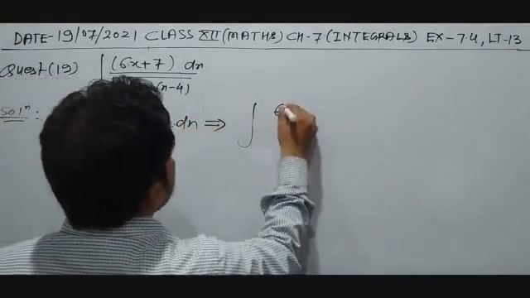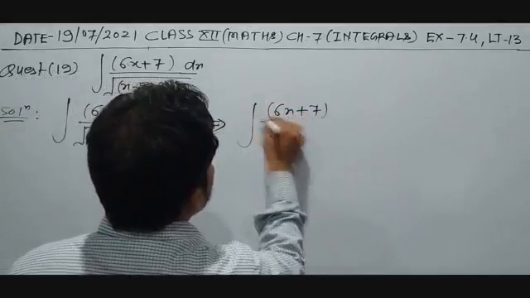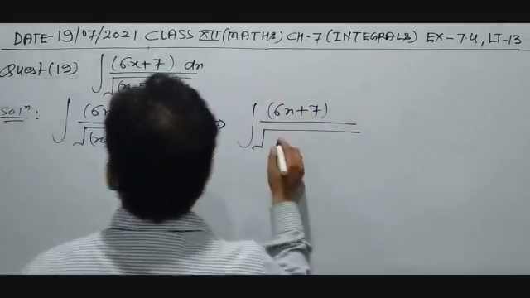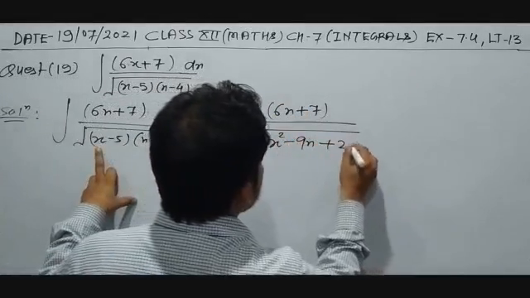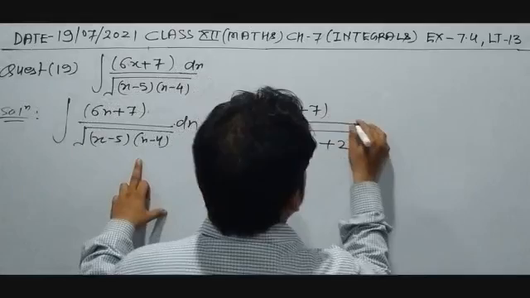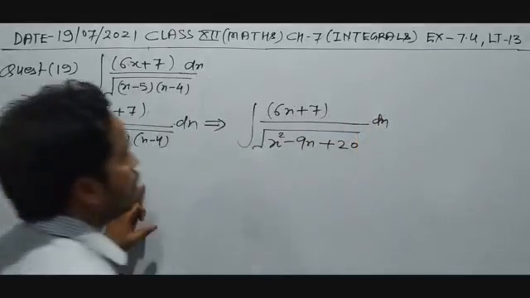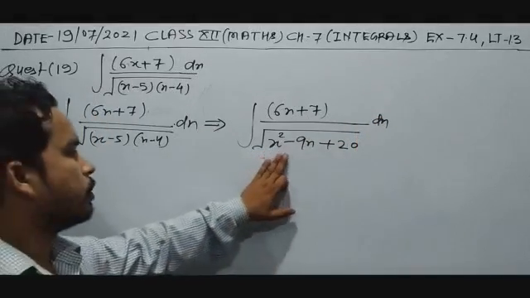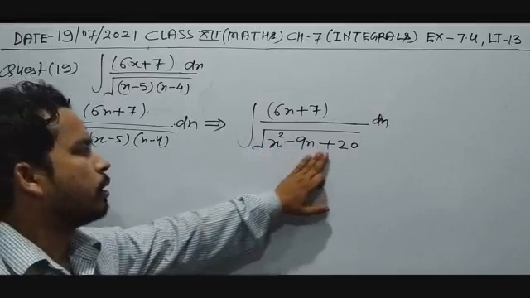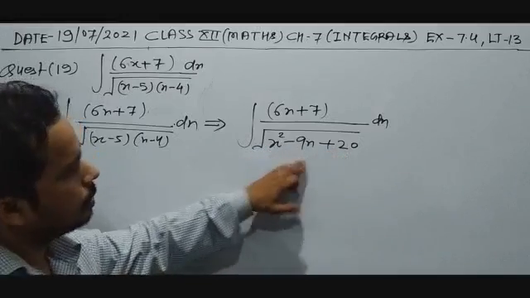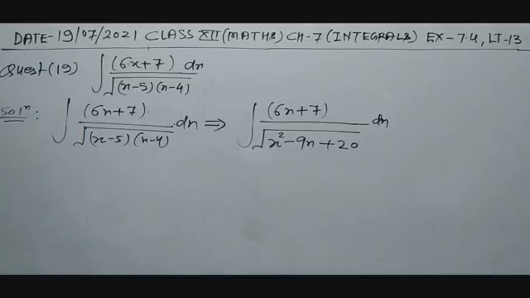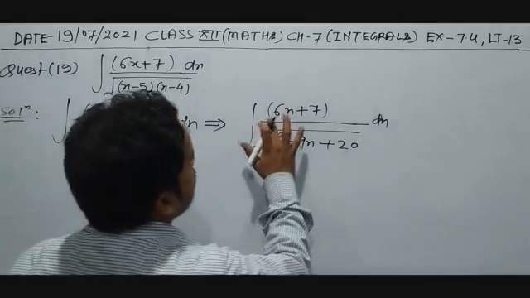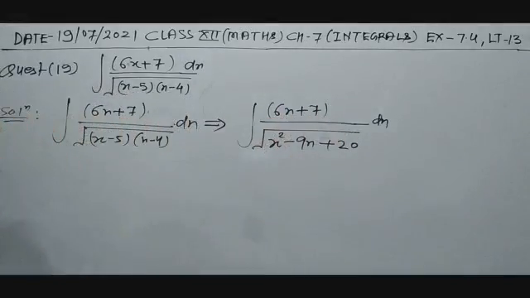This integral can be written as the integral of (6x + 7) upon root over x² − 9x + 20 dx. Now, suppose we differentiate the function x² − 9x + 20, then you will get the result 2x − 9. Now we have to convert the numerator in terms of 2x − 9.